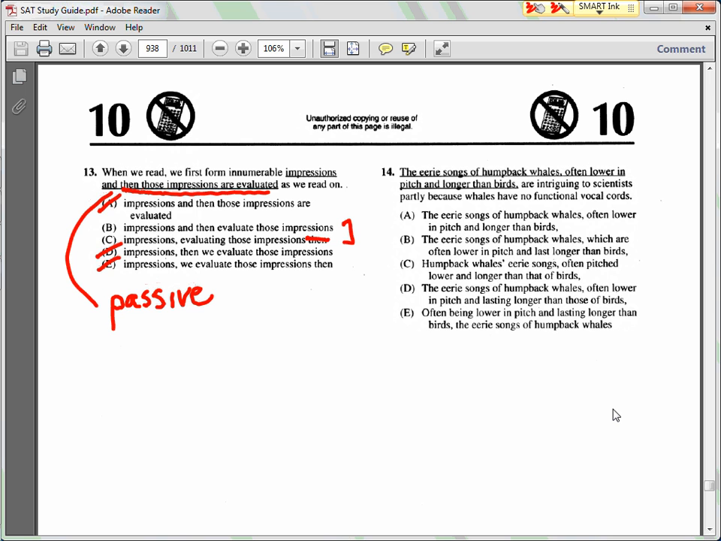So C is out. So B is our best answer because it's precise, it's clear, it doesn't have needless words. So B, right into the sentence, gives us, when we read, we first form innumerable impressions and then evaluate those impressions as we read on. So it eliminates the original problem of passive voice and it corrects it without introducing any unnecessary words.